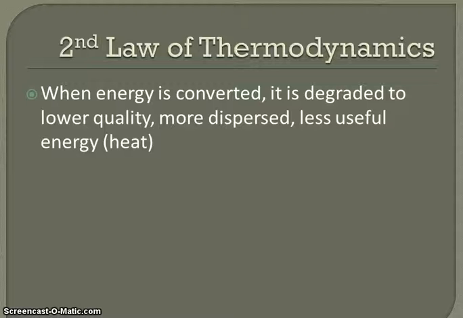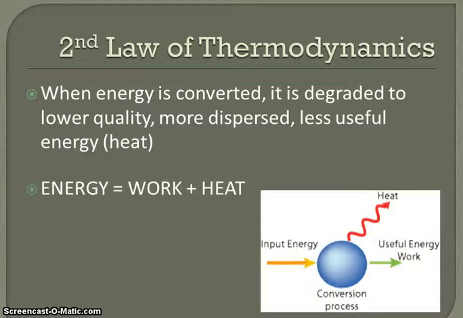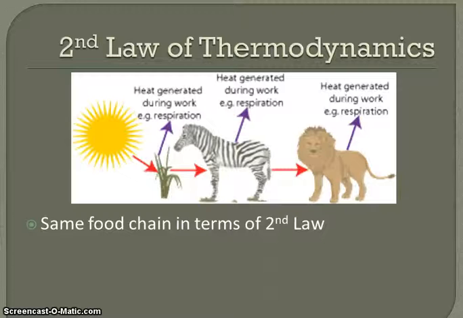The second law of thermodynamics states that when energy is converted, it is degraded to a lower quality, less useful form. So it usually is going to be degraded into heat. So our input energy is used to produce useful energy or work, but you're always going to have some loss or some degradation of energy, and in that conversion process we're going to lose that energy as heat.